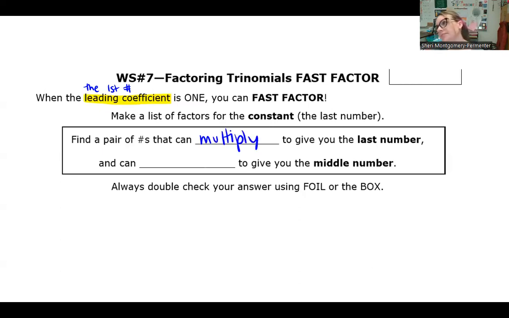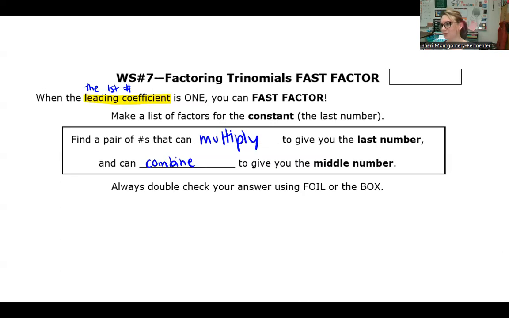And can, I used to say add, but it doesn't mean that they have to be positive. And can combine. Because it could be by addition or subtraction. They just have to be able to put together. And you can always work backwards using FOIL or the box. That's what you did on the warm-up.